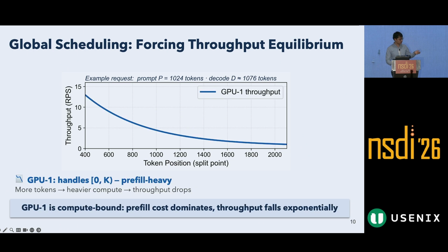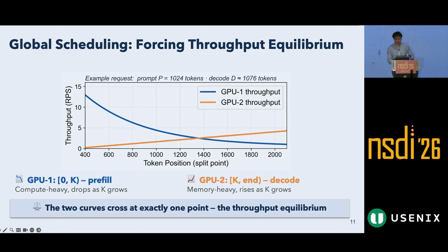Let's first show GPU 1 alone as we push the split point later from left to right, meaning GPU 1 takes more of those 2,100 tokens per request. Its throughput drops. This is because GPU 1 takes most of the prefill tasks, and prefill is a compute-heavy workload. Now overlay GPU 2, the opposite trend. As the split moves later, less of the request lands on GPU 2, so its throughput climbs.